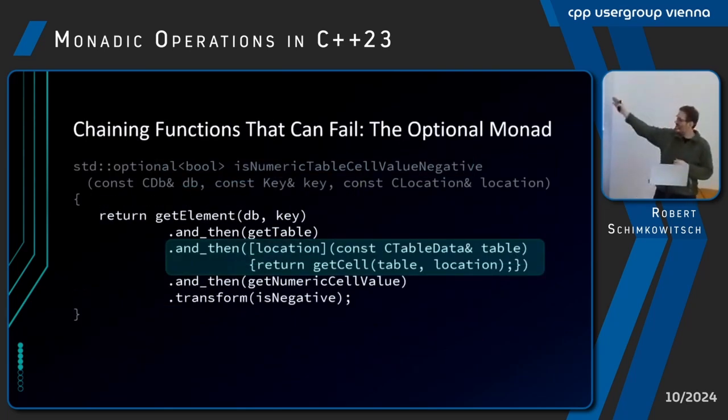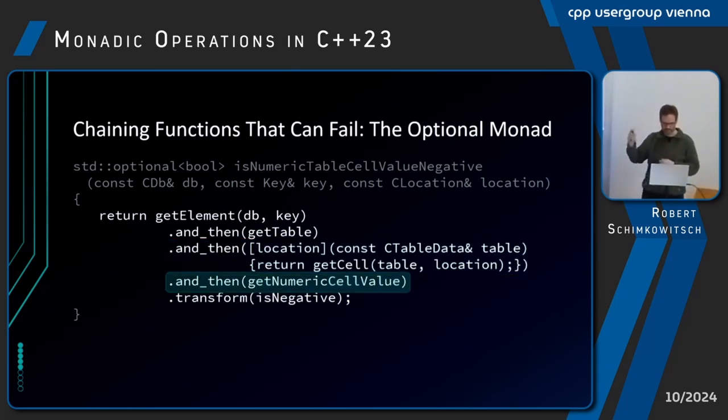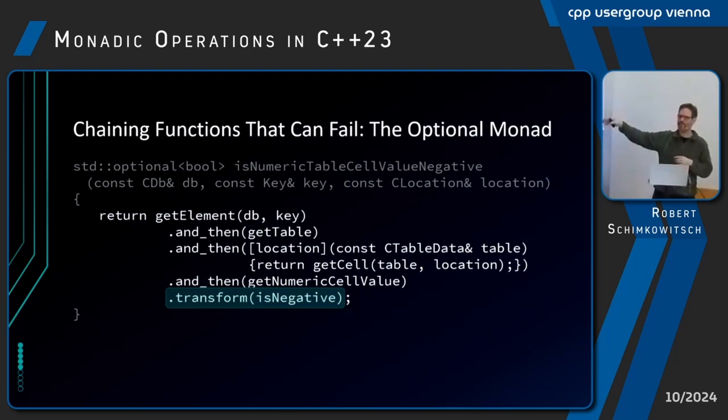Okay, in the next stage, we need to pass an extra parameter. So we do that by lambda, like we've seen before. And then we call the getNumeric cell value. Now the last line is special because here the function is negative, returns a bool and not an optional. So actually what we want is to just transform the value inside the optional from, in this case, int to bool. So it's also called transform, like in the ranges. It will also only execute if the optional has a value.